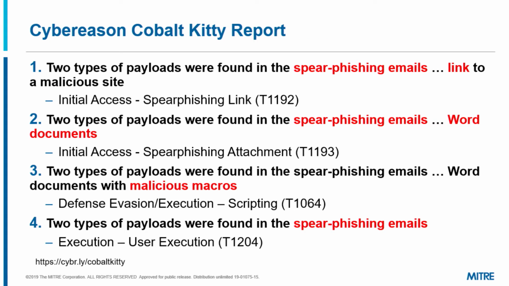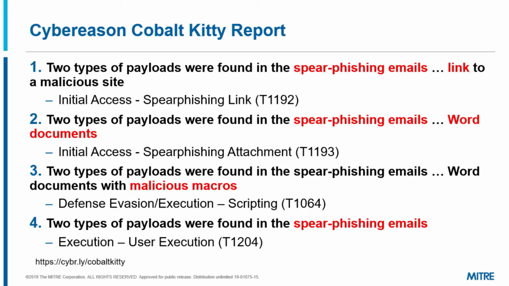Again, this is just one set of answers, and it's very possible that you got different answers. That doesn't mean you're wrong. If you can defend those answers, we're fine with that. So these are just the techniques that we found. First off, the report starts by saying 2 types of payloads were found in the spear phishing emails. First off, a link. So we map that to initial access as the tactic and spear phishing link as the technique. Then a separate type of payload, Word documents. Map that to, again, initial access, but spear phishing attachment instead of link.